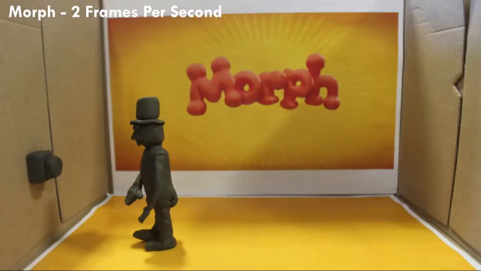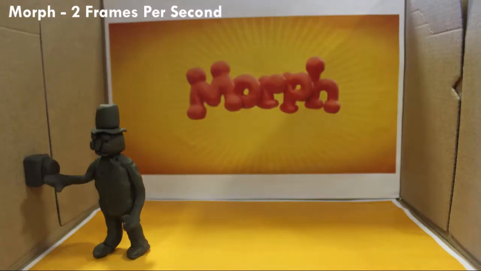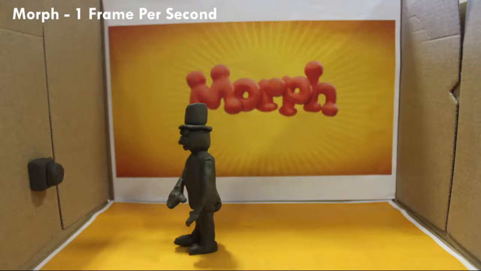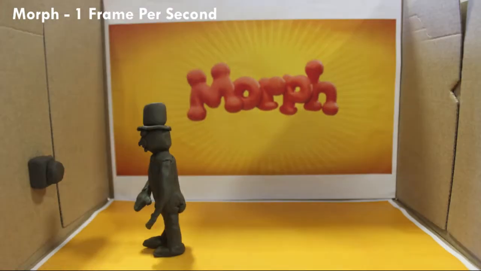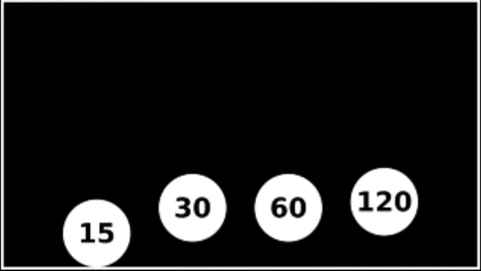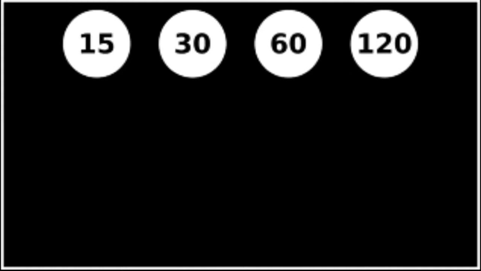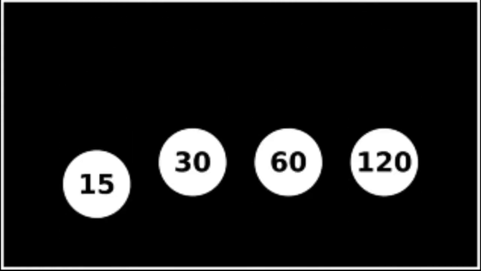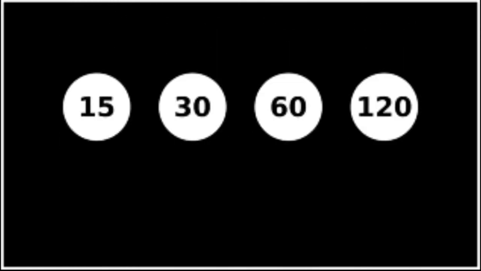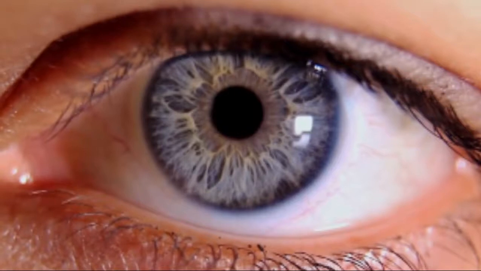Look at the morphs that I made, you can tell that the 2 frames per second version is much smoother than that of the 1 frames per second version. If you check out these animated bouncing balls, the difference between 15 frames per second and 30 frames per second is significant. There is a noticeable increase in smoothness with each increase in frames. However, you get diminishing returns the higher that you go, with the increase in smoothness being less obvious. Despite this fact, the human eye can interpret up to 1000 frames per second.